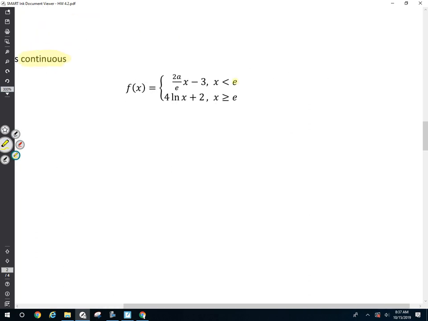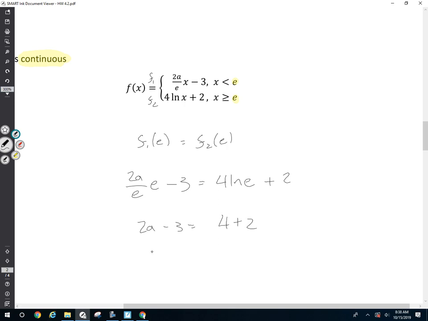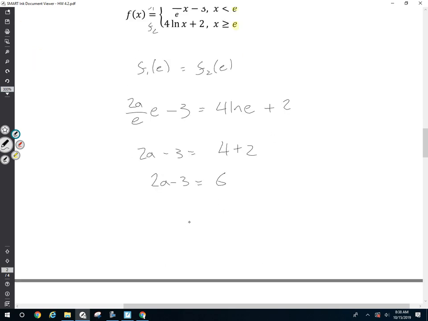Now we're looking at x equals e. So f little 1 needs to meet up with f little 2 at e. So I got 2a over e minus 3 has to equal 4 log e plus 2. Well, the e's cancel here. I get 2a minus 3 equals, the log of e is just 1, 4 plus 2, which is 6. So 2a minus 3 equals 6. Add 3, divided by 2.